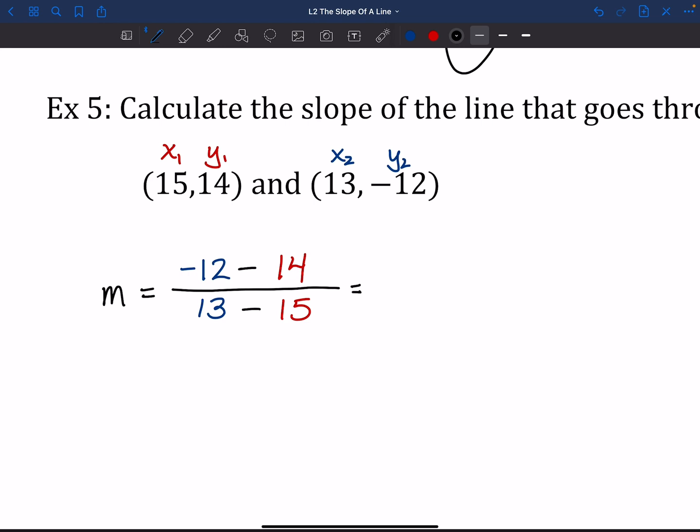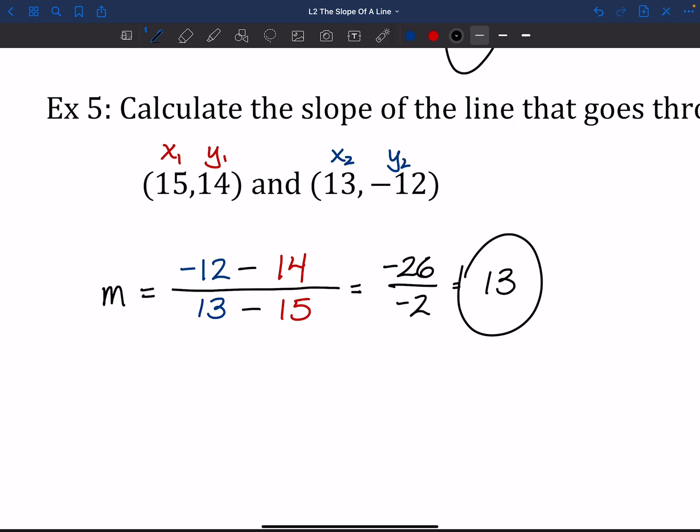After that is just, again, doing some math. -12 minus 14 more is going to bring us further negative, so we're at negative 26. 13 minus 15 on the bottom brings us to negative 2. And then again, we can simplify this fraction, right? Because they're both negative, those will cancel out and our answer will be positive. So then 26 divided by 2 gives us regular old 13, right? And that is our slope here, right?